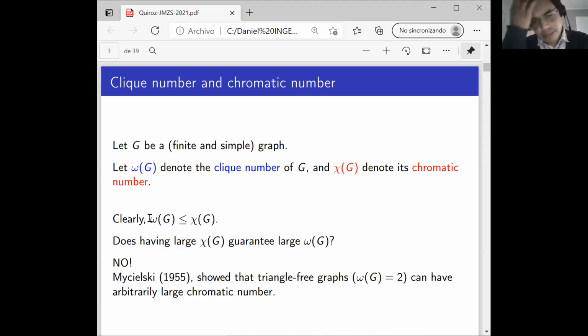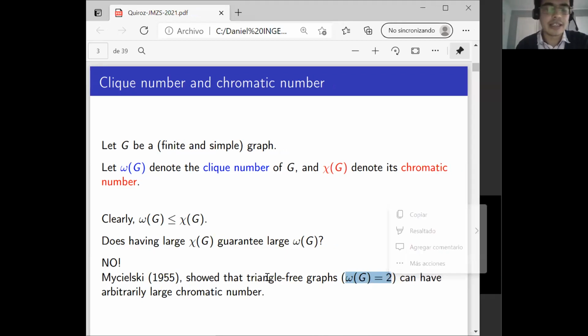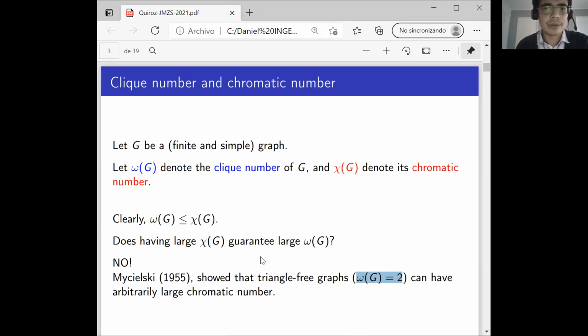Mycielski showed that triangle-free graphs, so their clique number is 2, can have arbitrarily large chromatic number. So this fails very badly. If your chromatic number is large, you cannot guarantee that you have even a triangle. But maybe let's not focus on clique subgraphs, but on some different substructure.